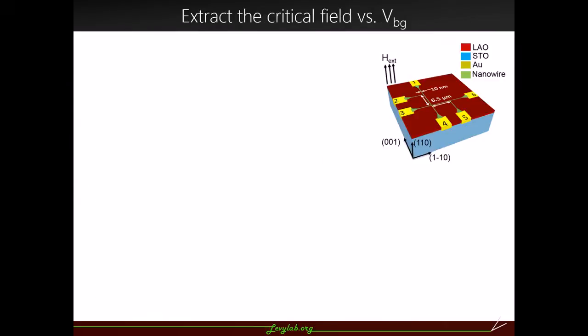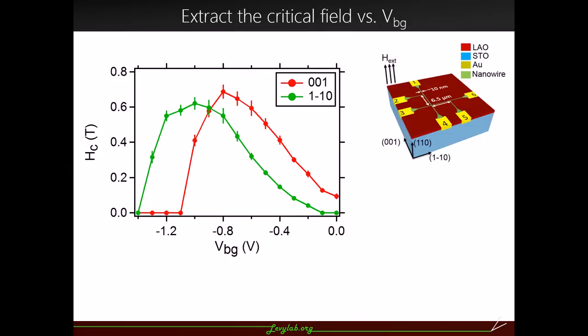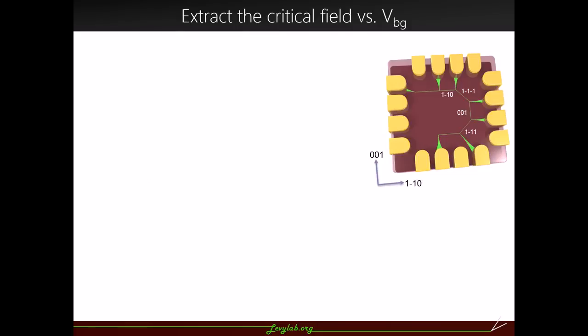So to quantify the critical field dependence on backgate voltage, we can extract the upper critical magnetic field from the intensity data and plot it as a function of backgate voltage. So basically, we see these two superconductivity domes, and the peaks of the two domes have a backgate voltage shift.